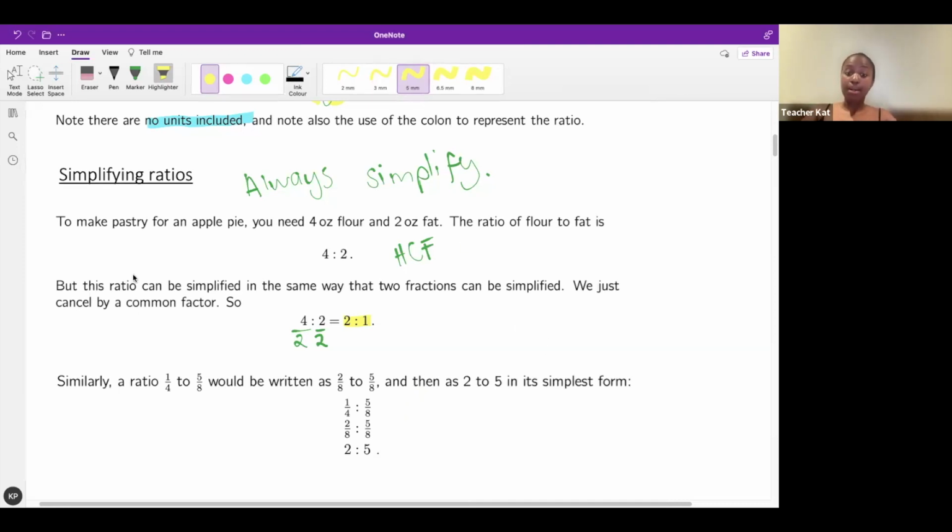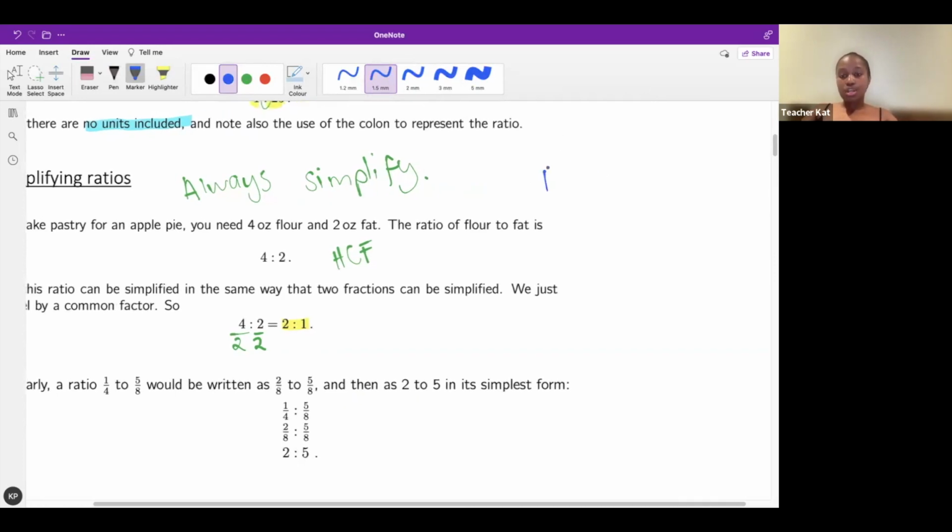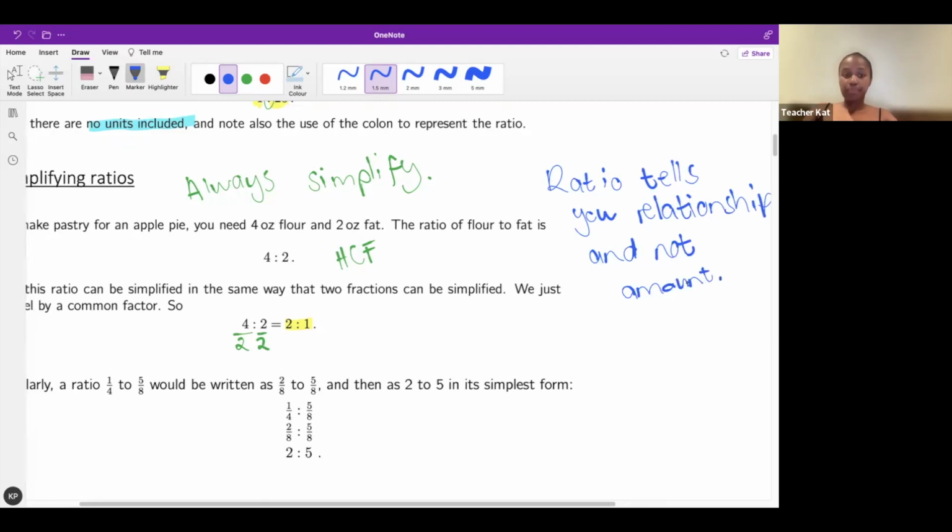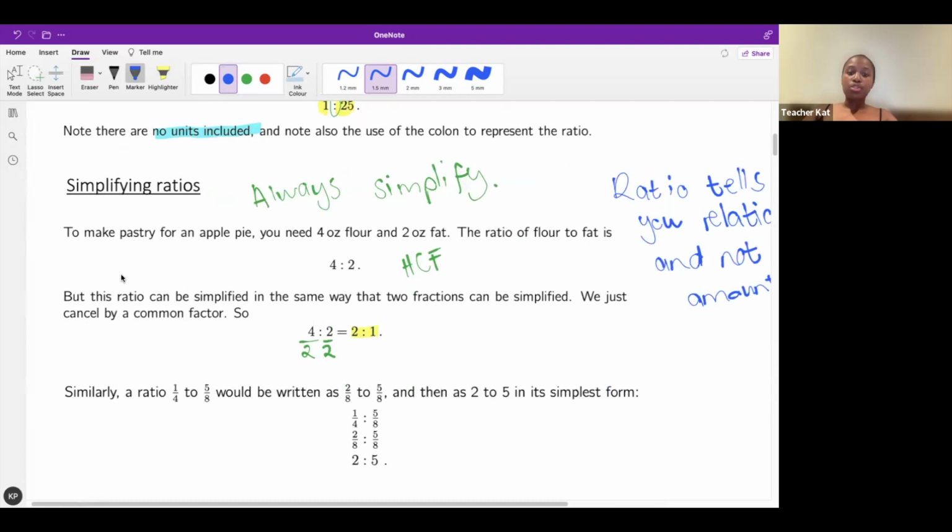Do you guys understand what I mean? So a ratio is actually telling you about a relationship between things. It's not telling you the exact amount. So I'm going to write that on the side here so you guys do not forget: ratio tells you relationship and not amount. So it does not necessarily mean you will use exactly that.